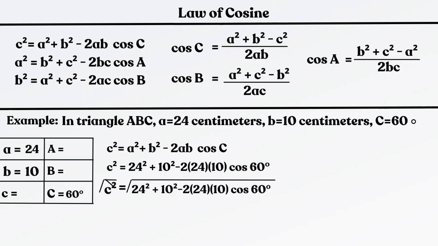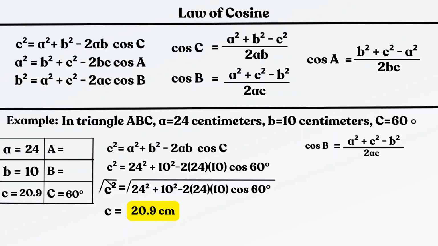To eliminate the square, we use the square root. So the square root of c squared equals c, and the square root of 24 squared plus 10 squared minus 2 times 24 times 10 times cosine 60 degrees is equal to 20.9 centimeters. Next is to calculate angle B with the formula cosine B equals a squared plus c squared minus b squared all over 2ac. Same process.